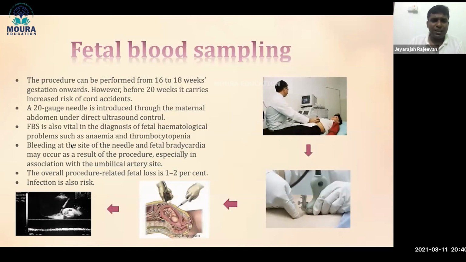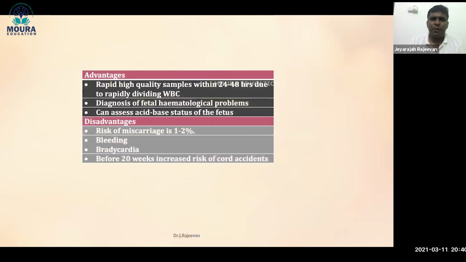So usually it starts after around 20 weeks. So 16 to 18 weeks, so it's around 20 weeks only you can take the sample. So overall procedure related fetal loss is around 1 to 2 percent. And the advantage is rapid and quick sampling. The disadvantage is the risk of miscarriage is 1 to 2 percent.